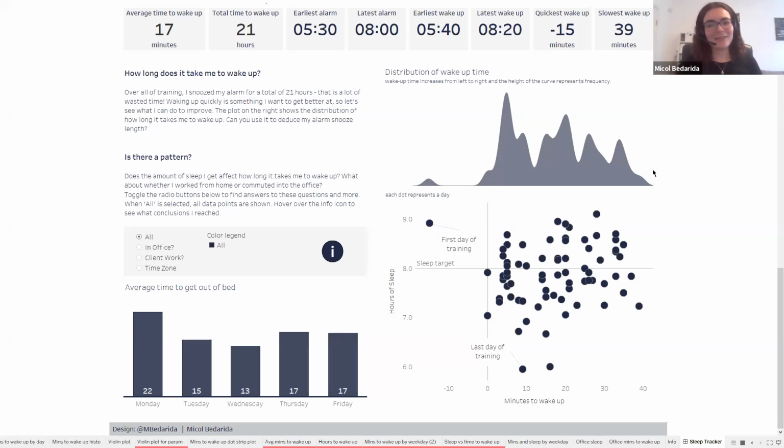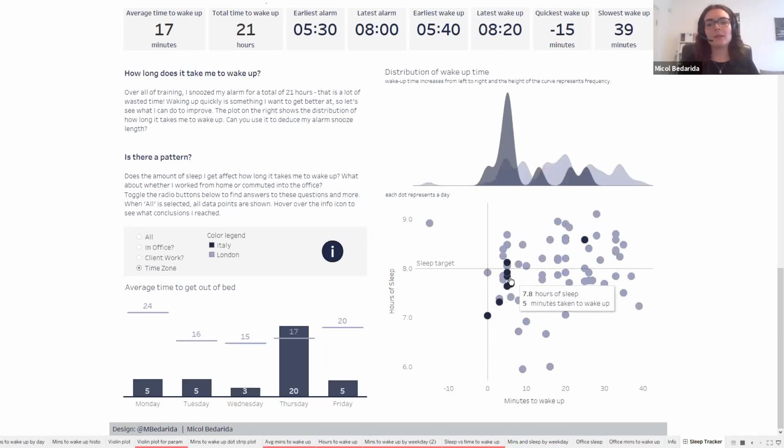It is also a bit mathematically dubious, but nevertheless, what it is meant to show is the distribution of minutes it takes me to wake up. So there are a lot of dots around the 10-minute wake up mark, and that corresponds to the spike here. And then if you flick, for example, to time zone, you can see that in Italy, there's this dark blue spike around the 10-minute mark again.